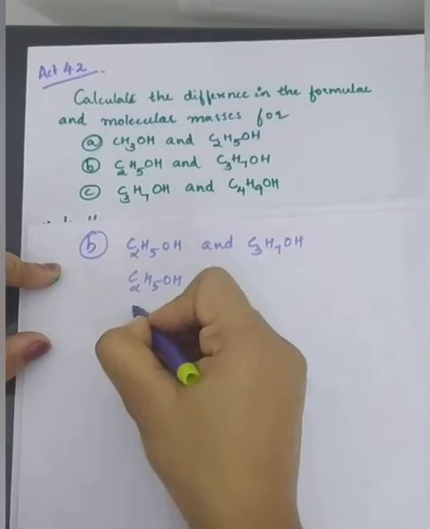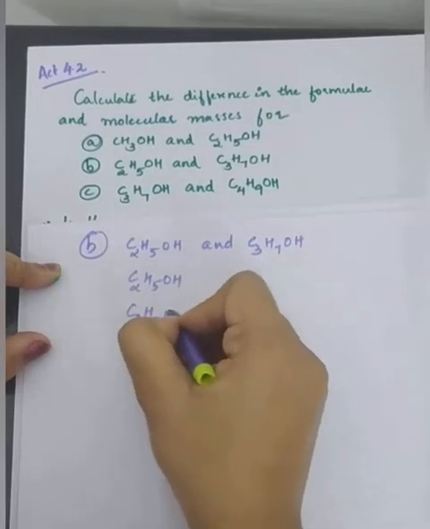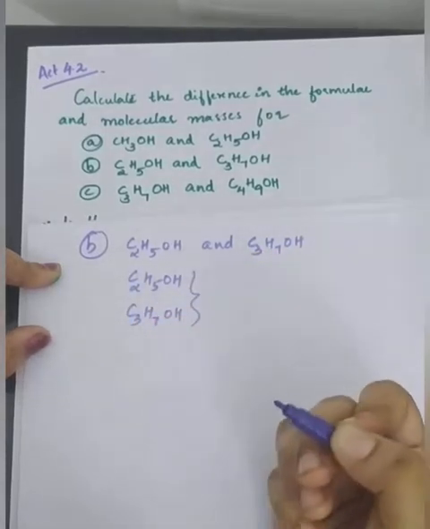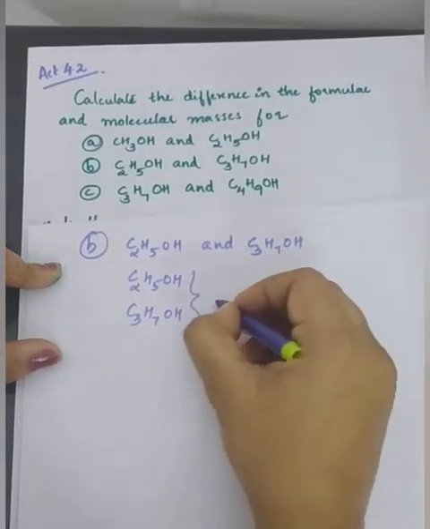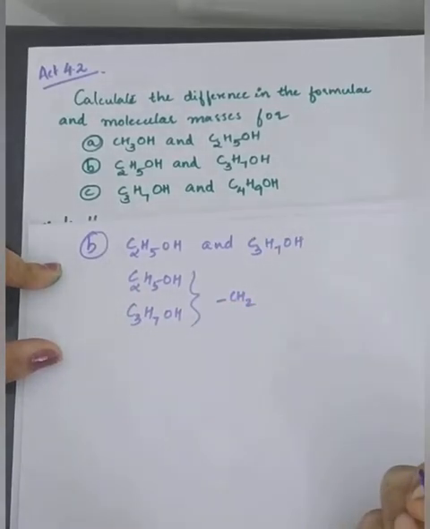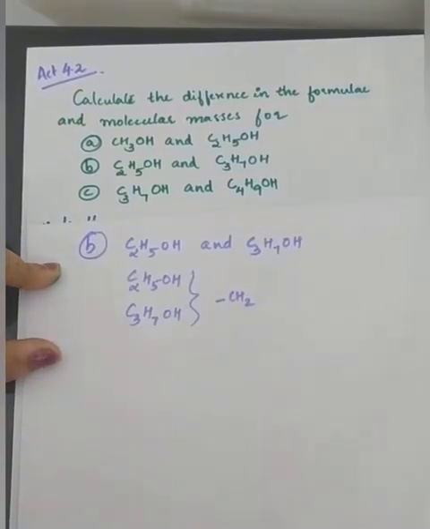So the difference in formula you have to find out first. They differ by a CH2 group, right? Next thing, you have to find out the difference in their molecular masses.